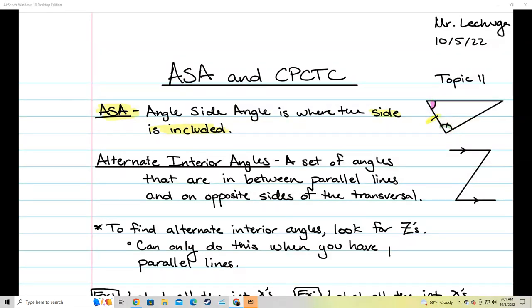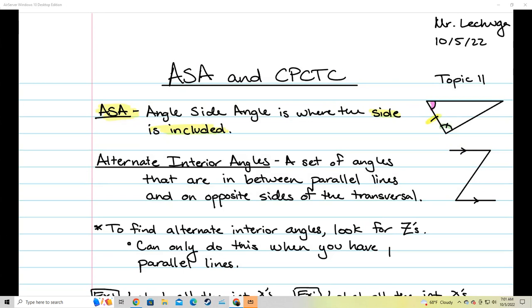If they would have given you this side, then you have the angle. Notice that the side is not between the two angles. Or if they would have given me this side, again, you have your angle, and you notice that the side is not in between the two angles. If it was, it would be right here, okay? So angle side angle is when you have two angles and the side is stuck in between.